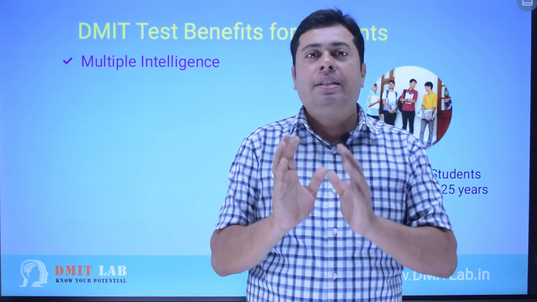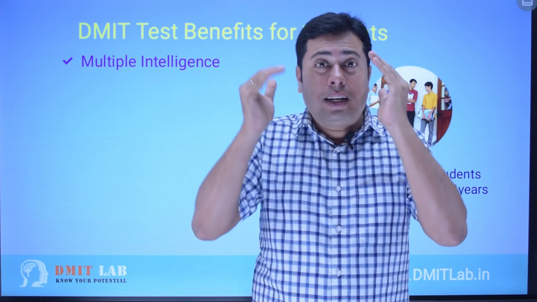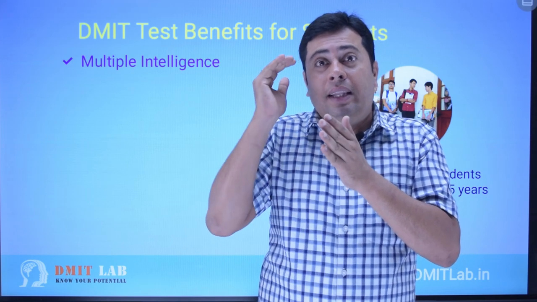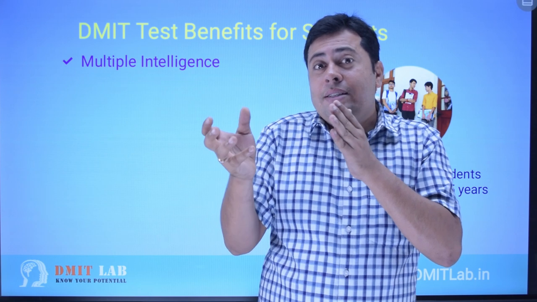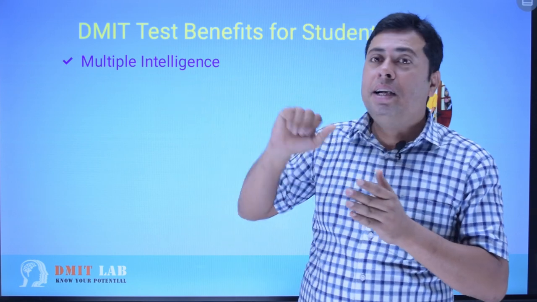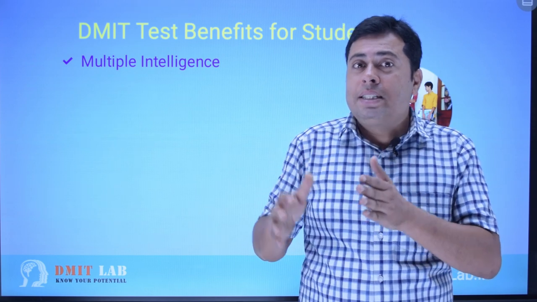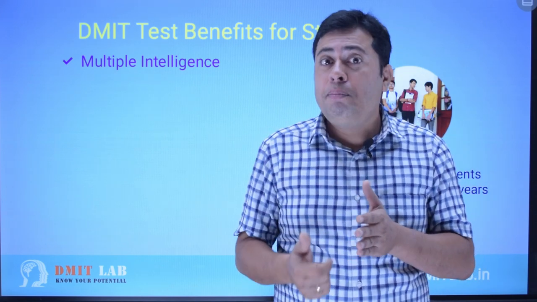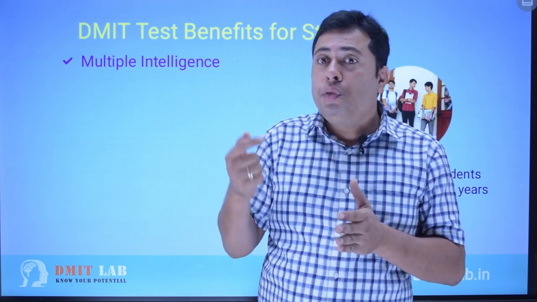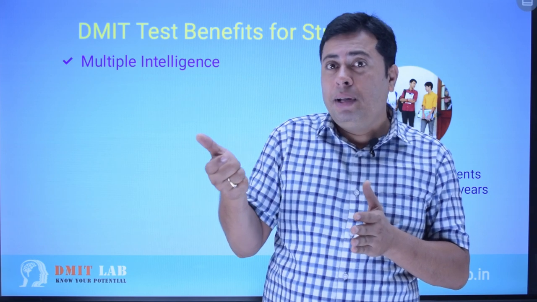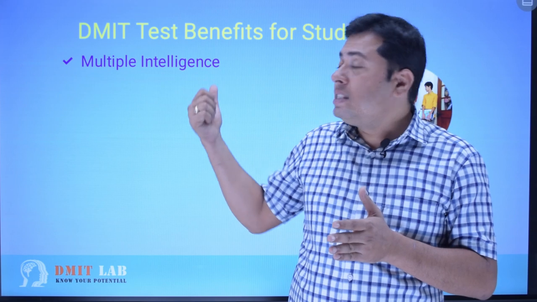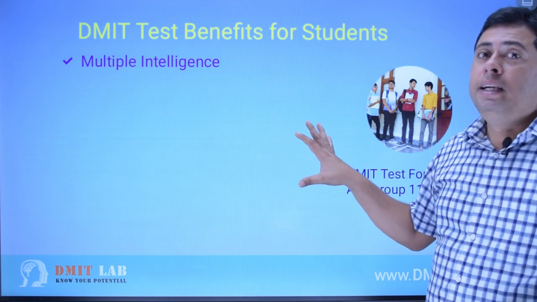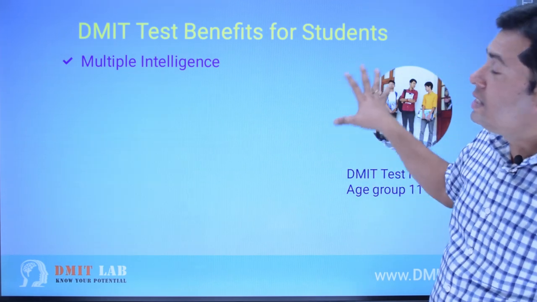Maturity is when they start thinking about what is right and what is wrong. They get the cognitive ability to understand what is right and wrong. That is multiple intelligence. So multiple intelligence starts reflecting in this age group, 11 to 25 years. It is always recommended to work on this age group. If you want to improve or know your multiple intelligence, it is the right age. So this is the first thing: you get the multiple intelligence of your son or daughter, the students.